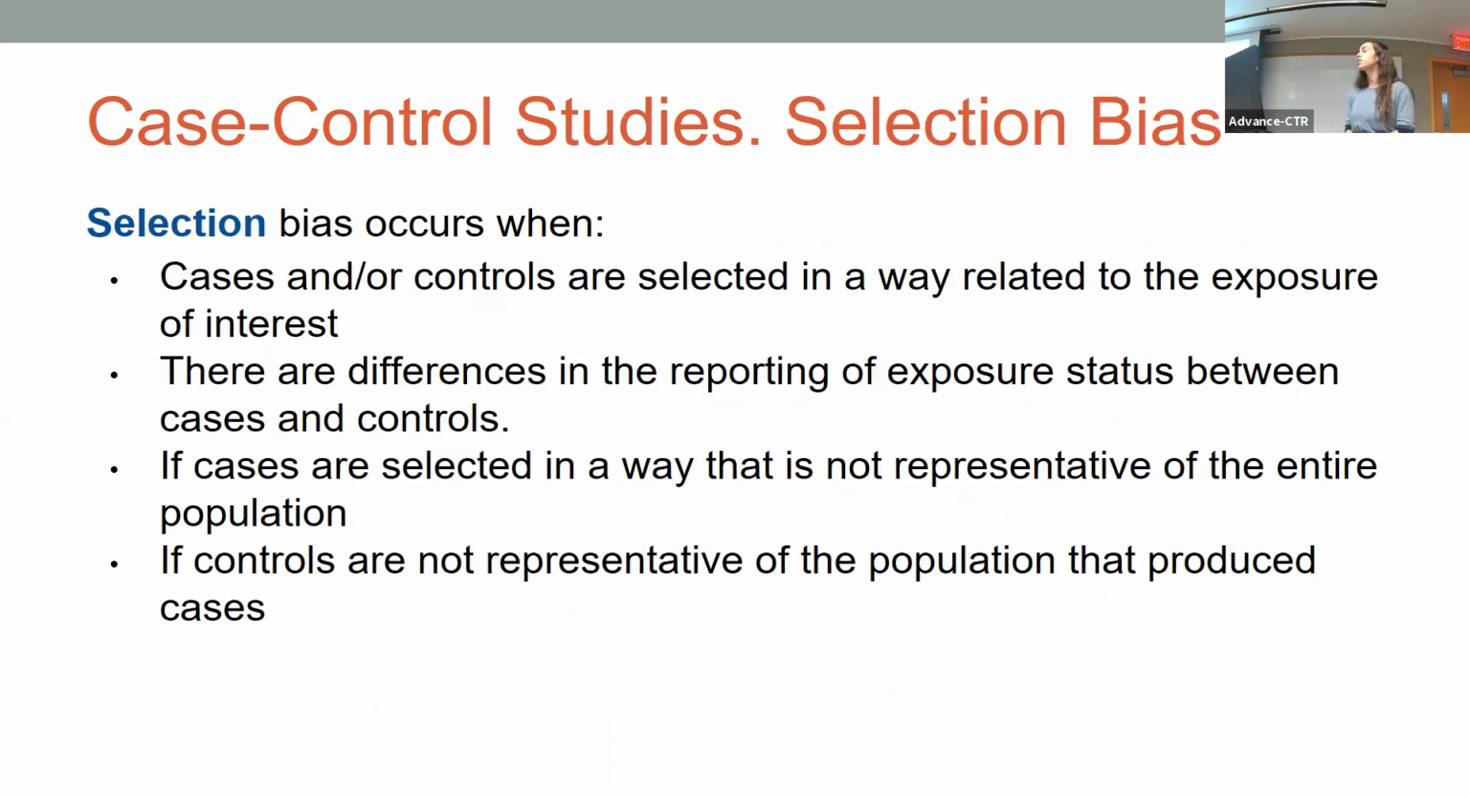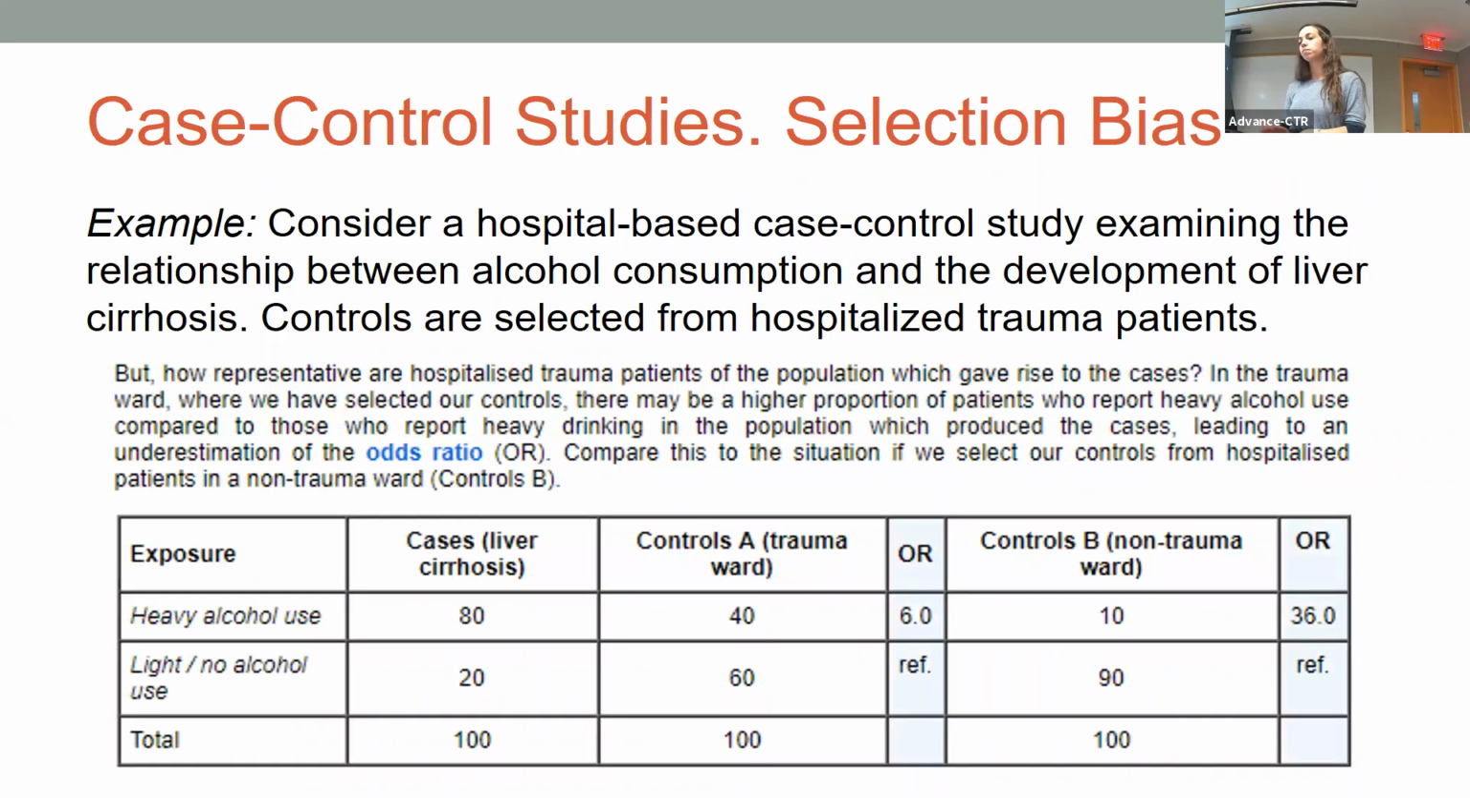So in case control studies, there are also sources of bias, and a lot of the times the bias is coming from the way in which you select your cases and your controls. The cases are usually selected in a pretty good way. That's not usually the biggest source of problem. The biggest source of problem is usually how you decide to select your controls. It really makes a difference whether or not your controls are representative of the population that produced the cases. So I'm going to show you this example to emphasize this.